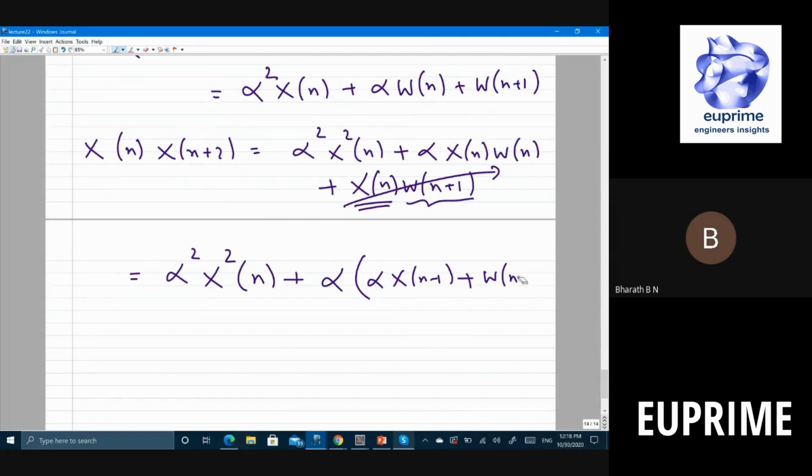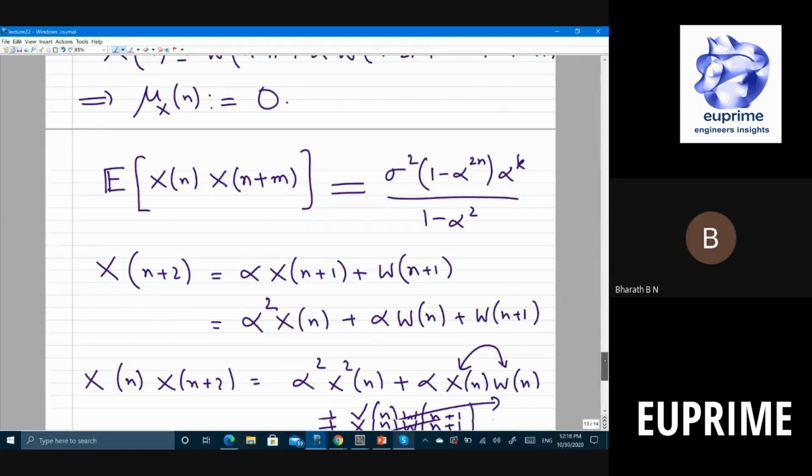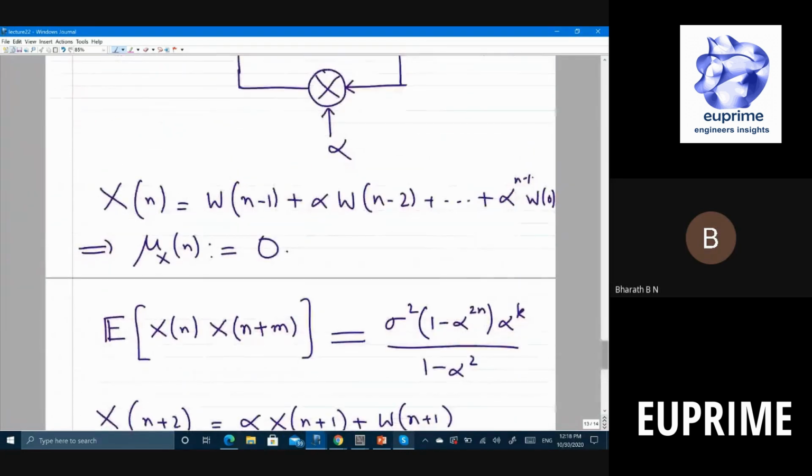So x of n also, it doesn't matter. So this is what you get, because x of n and w of n are independent. So when you take expected value, this is what you get. But x squared, x of n is something that I already have written, right? So x of n is given by this. All that I have to do is square this, right? So what will be the square of this? This squared plus this squared and so on. It will all be the squares.